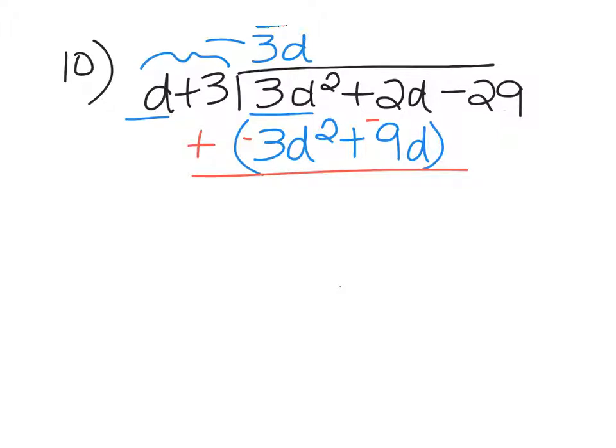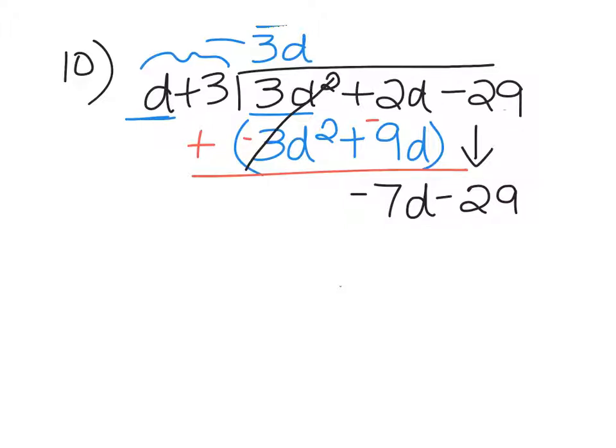So 3d squared minus 3d squared cancels out, and that's supposed to. And 2d minus 9d is going to give me a negative 7d. Bring down the negative 29, and then go back, do the same thing.